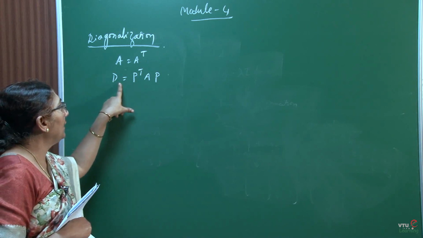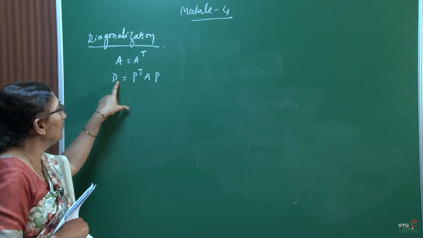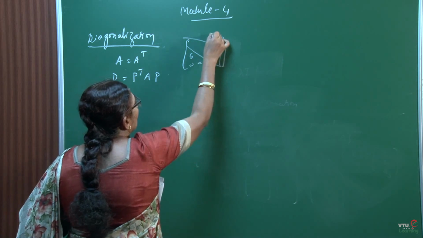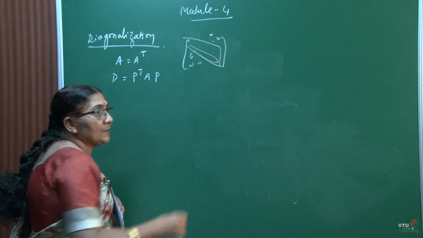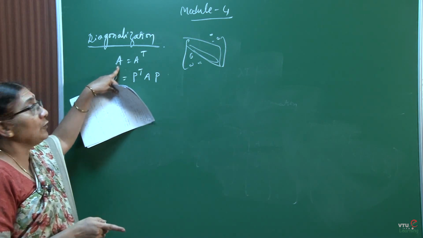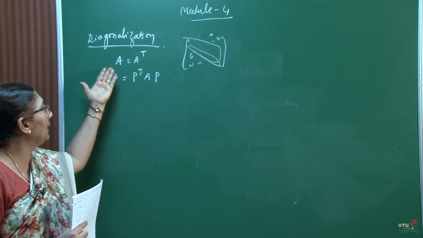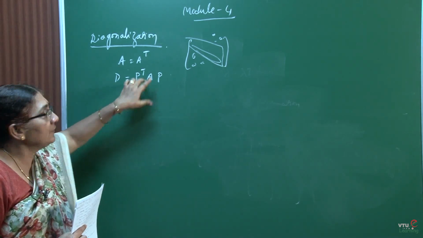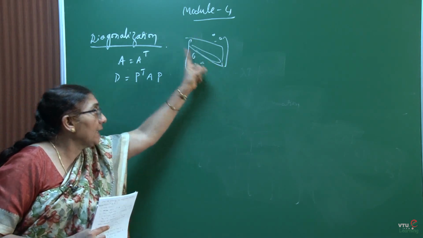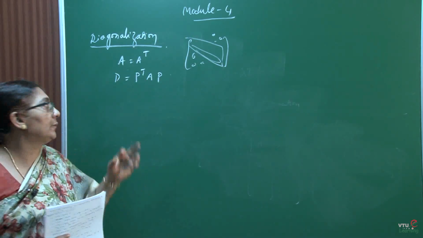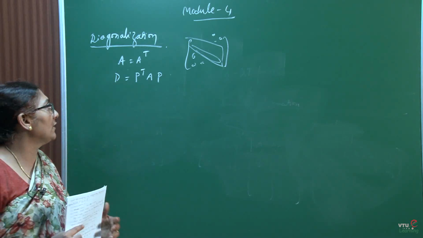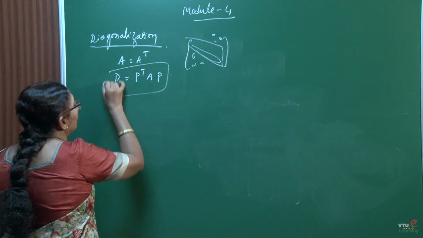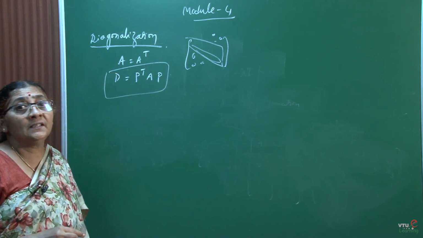Then what is my diagonal formula? Diagonalization means except the principal diagonal, the rest of the values are 0, and the principal diagonal values are nothing but the eigenvalues of the corresponding matrix. Suppose the eigenvalues of the matrix A are 1, 4, 5. Once you use this formula, we get a diagonal matrix. In the diagonal, we expect the eigenvalues of the matrix A. Therefore, D is P transpose A P. This is the formula to diagonalize the given matrix.